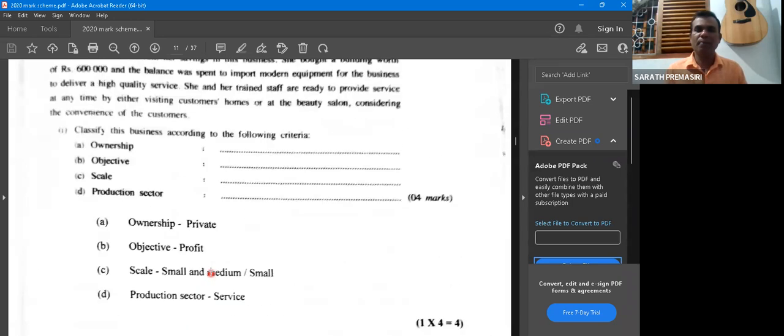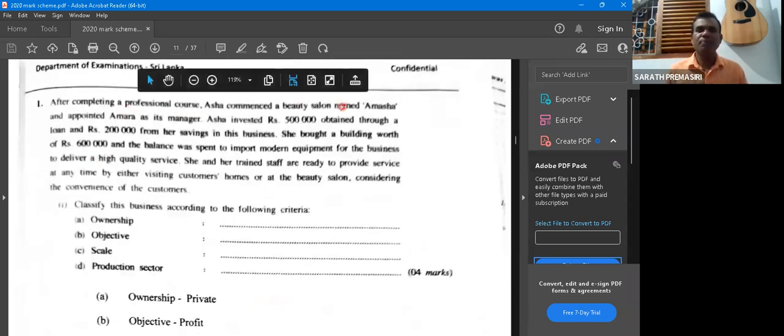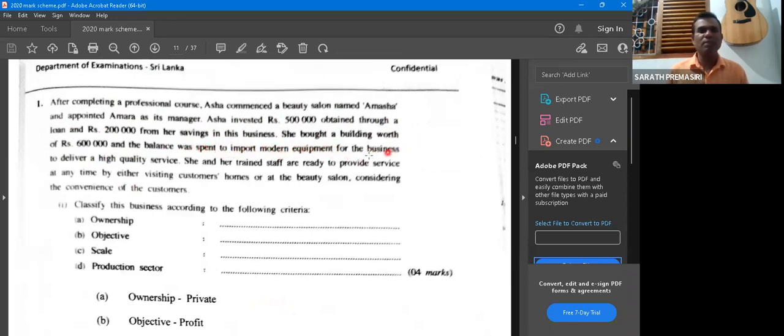Yeah, see whether you are able to understand. Now here you see, Asha, the manager, invested here, obtained through a loan. Now these are details. She bought a building worth, these are also details, and spent to import modern equipment for the business to deliver high quality services. She and her trained staff are ready to provide service at any time, either visiting customers' homes or at the beauty salon, considering the convenience of the customers.